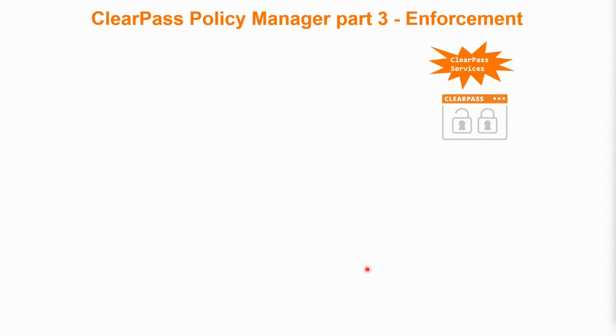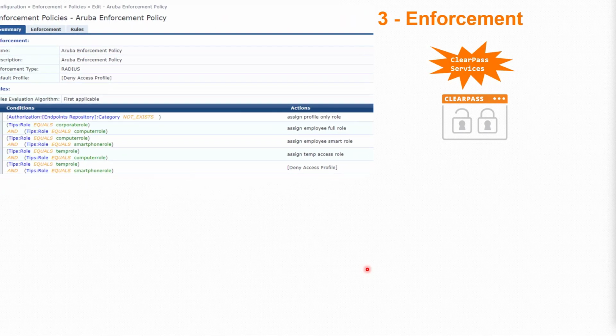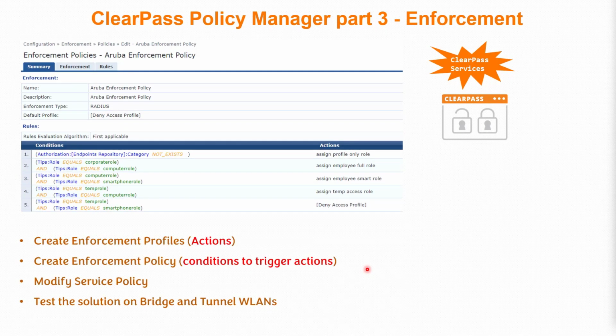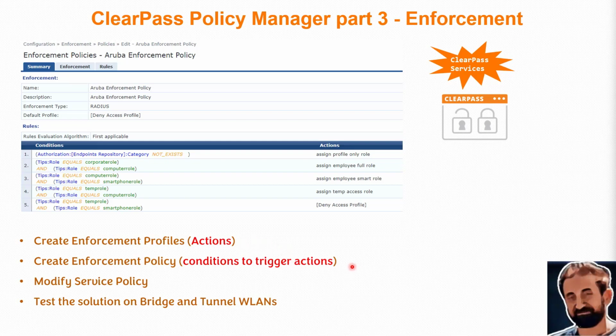In this part of the ClearPass Policy Manager series, part 3, we'll talk about the enforcements. So it's two parts basically. In the enforcement, we talk about the enforcement actions, which we call enforcement profiles. We talk about enforcement policy, which are the conditions to take actions. What if condition A, for example, or condition A and B, take that action? How to use that inside the service policy, which is the one that will authenticate the users. And then finally, we would like to test the solution.